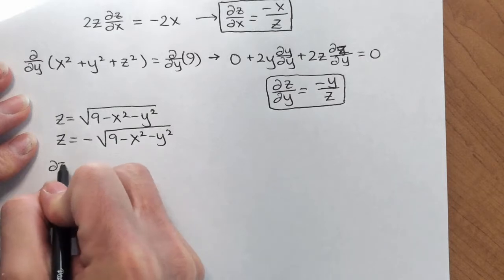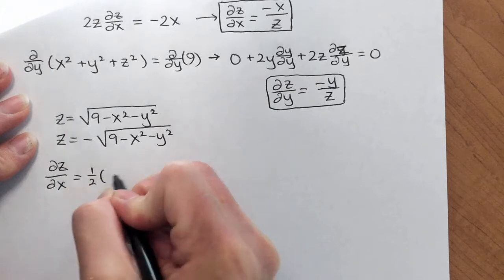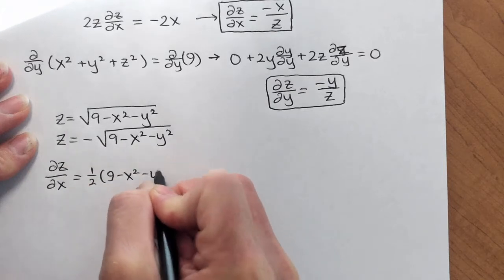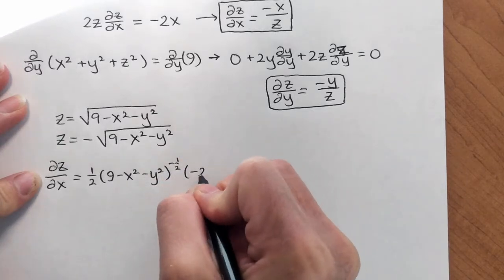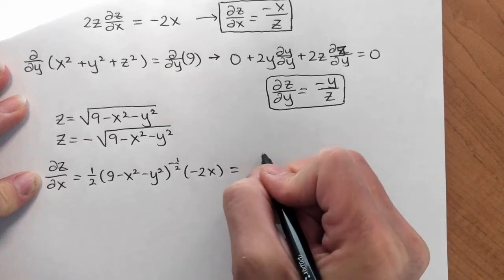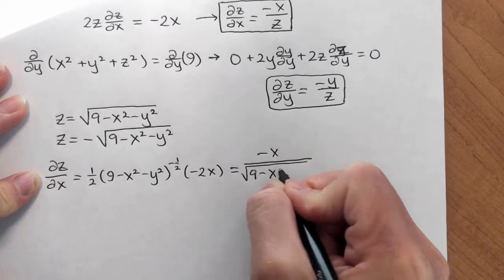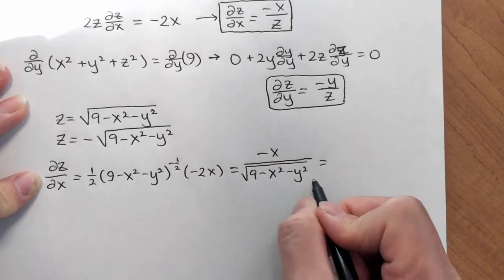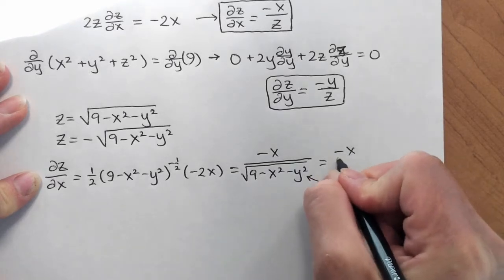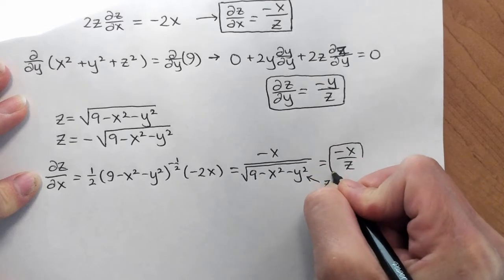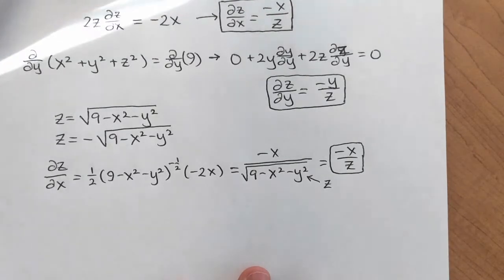So partial z partial x equals 1/2 (9 minus x squared minus y squared) to the negative 1/2 times negative 2x, which equals negative x over the square root of 9 minus x squared minus y squared. And if you notice, the denominator of that fraction is z, so I get negative x over z, which is of course the same thing that I got when I took the derivative implicitly.